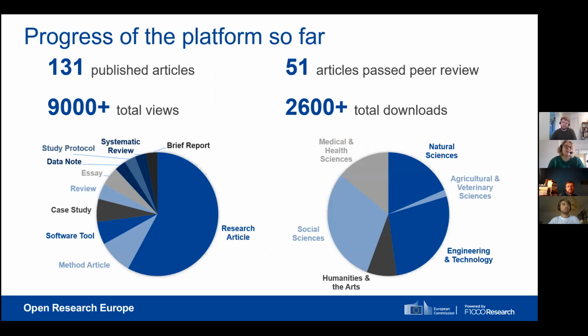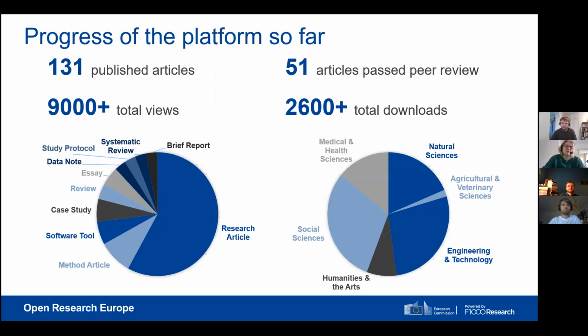So before I jump into the life cycle of the article, I just wanted to give a bit of an update on the progress of the platform so far. Since going live in March, we have published 100, I think it's actually 140 articles now, with 51 of those articles passing peer review. We've accumulated more than 9,000 total views on those articles and more than 2,600 downloads.